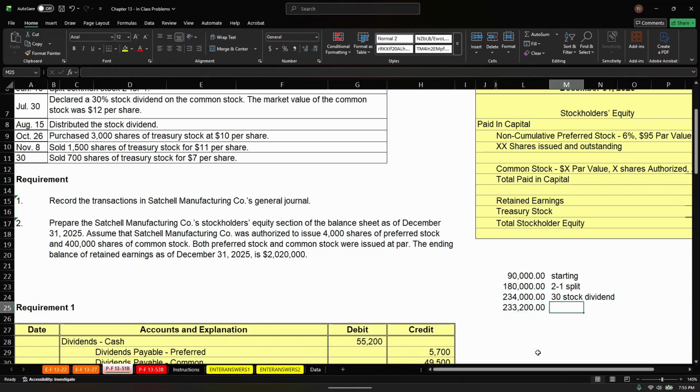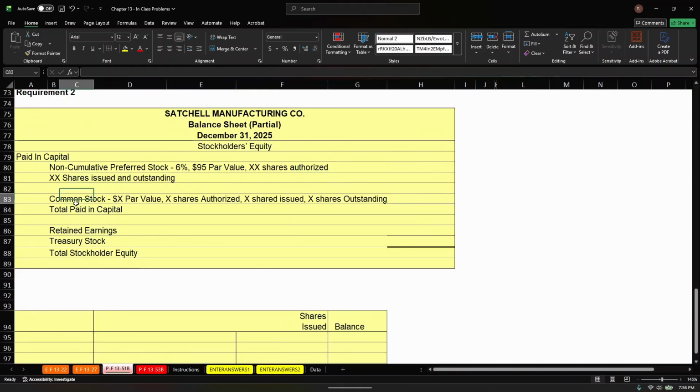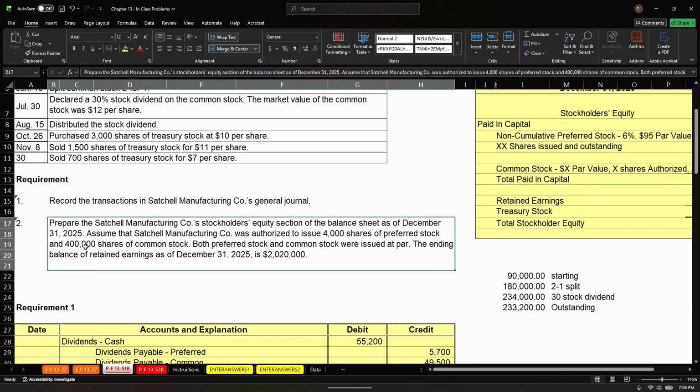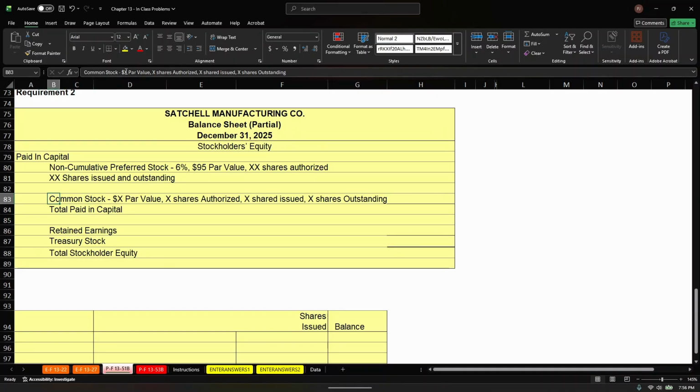And so this is the number of outstanding shares. Okay, the number of issued shares is this, 234,000. That's the total number that were floating around before the treasury stock transactions. Okay, so I can now populate part of this. Actually, it's giving me some information here. 400,000 shares of common stock were authorized. So if I go here, I can now start filling this in.